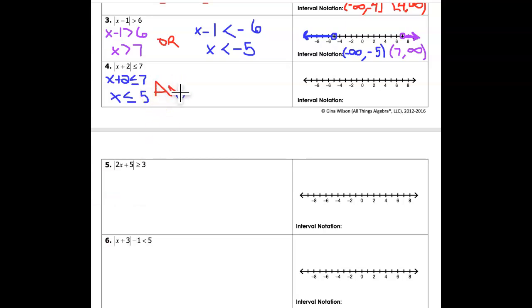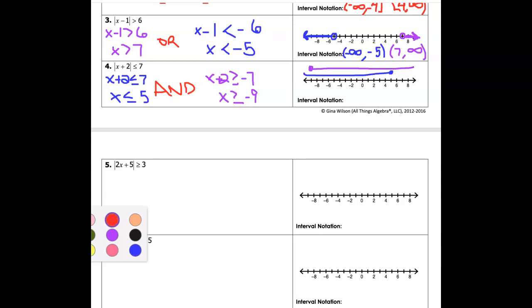So we'll end up with shading in between the two pieces. X plus 2, we don't change that. But now we flip our sign, so make it greater than or equal to negative 7. And now when I subtract my 2 from both sides, I have x is greater than or equal to negative 9. So that part of the graph would go to the right. This part would start at 5 and go to the left.